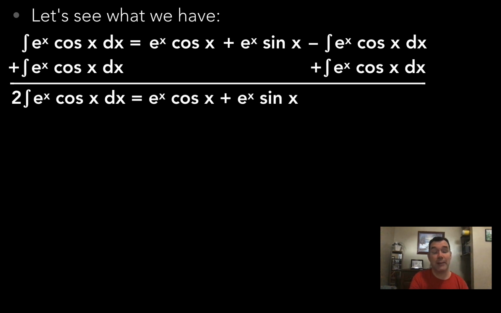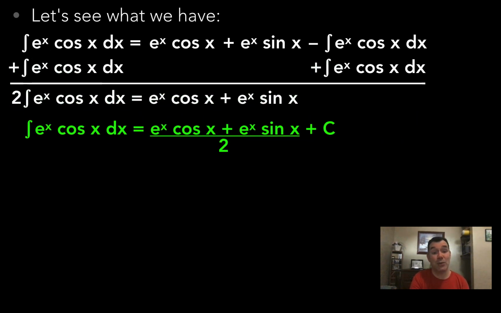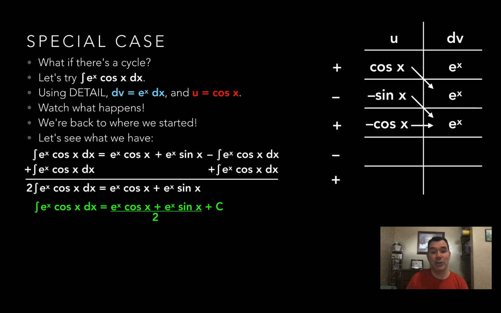So I have 2 times my integral equals e to the x cosine x plus e to the x sine x. So all I really need to do to figure out my answer is divide both sides by 2, and I get that the integral of e to the x cosine x dx is going to be e to the x cosine x plus e to the x sine x all over 2 plus a constant. And that's how you do integration by parts.